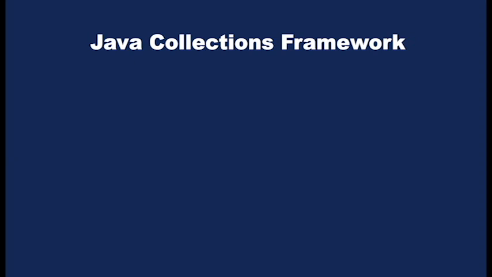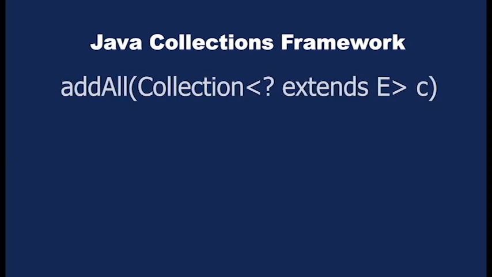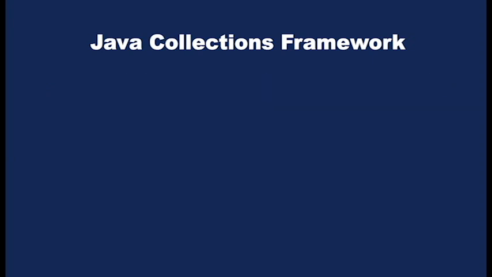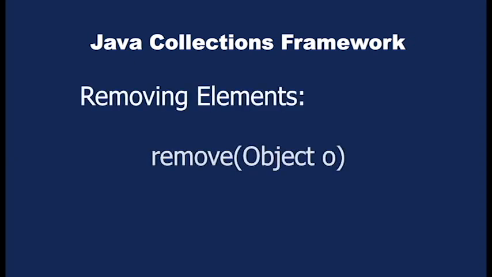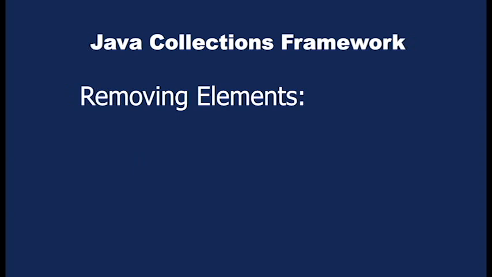Add all. Collection C. This method adds all elements from the provided collection to the current collection. It also returns a Boolean to indicate if the collection has changed. Removing elements. Remove. Object O. This method removes a single specified element from the collection, returning true if the collection was changed.